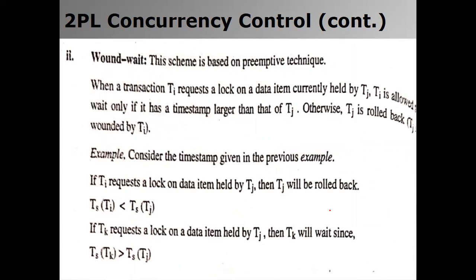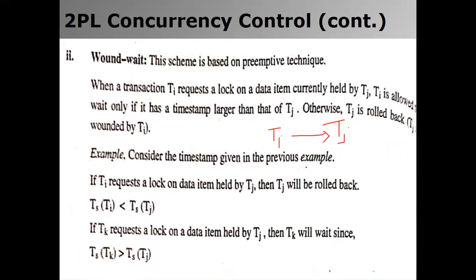The second protocol is called the wound wait protocol. This technique is based on preemption. So this technique is preempting a particular transaction and starting its own execution. When a transaction TI requests a lock on a data item that is held by TJ, again the same timestamp values we will consider as in the previous example. So again we will go with TI and TJ. Now, TI is waiting for TJ for its execution.